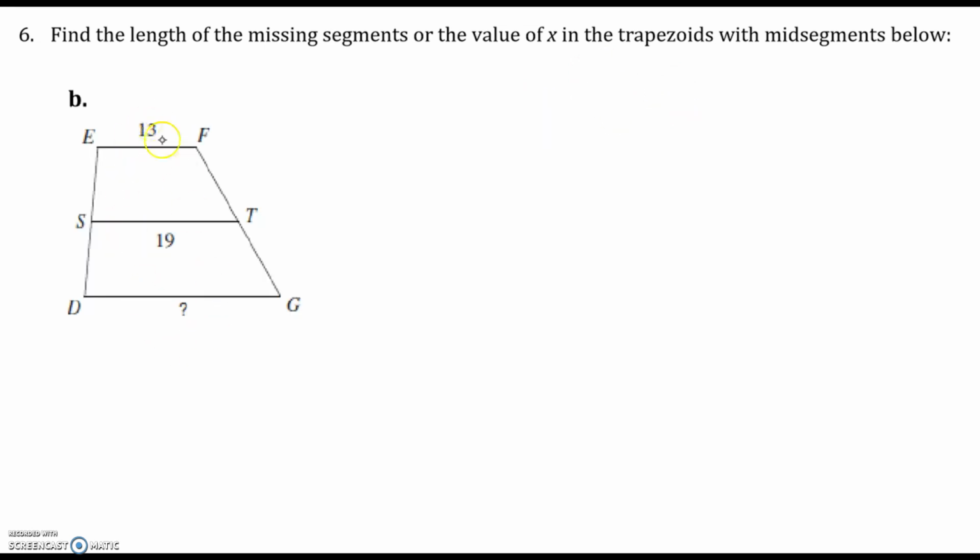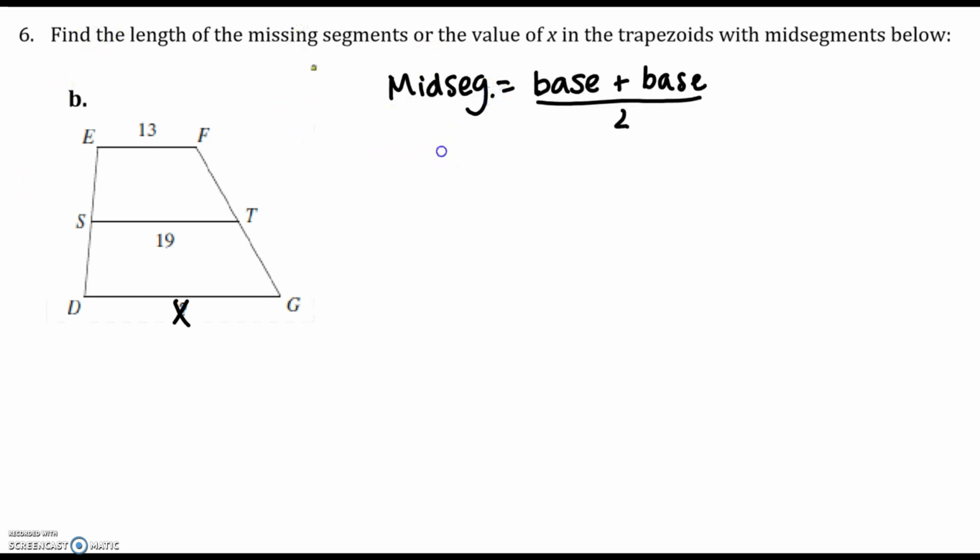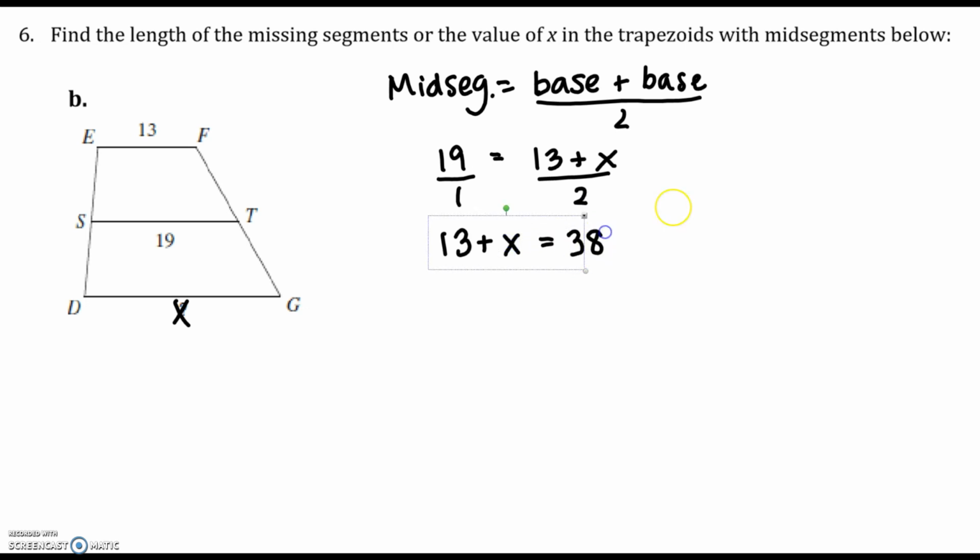Okay, if you're looking for one of the bases, you have to think of it exactly the way I said in order to set up your equation correctly. The midsegment is equal to base plus base over 2. So we are going to take our midsegment, which is 19, and our two bases, 13 plus x, and divide by 2. And then you can cross multiply by putting the 19 over 1. So 13 plus x would equal 19 times 2, which is 38. And then if you were to subtract your 13 from both sides, you would get that x is 25.